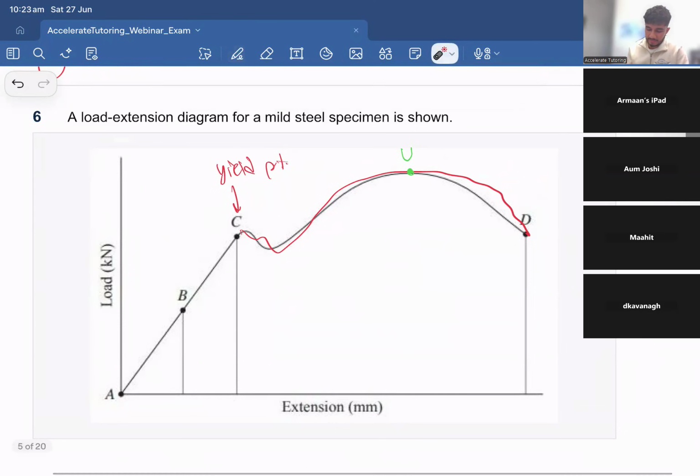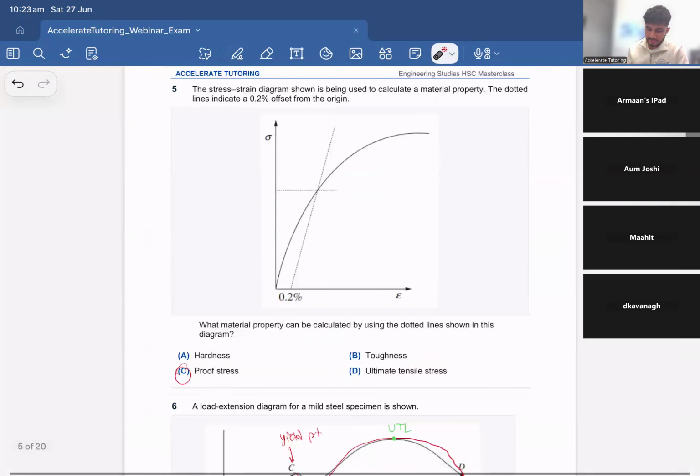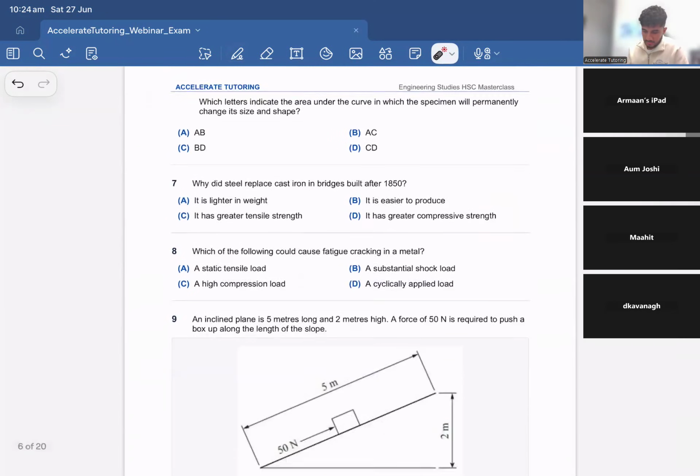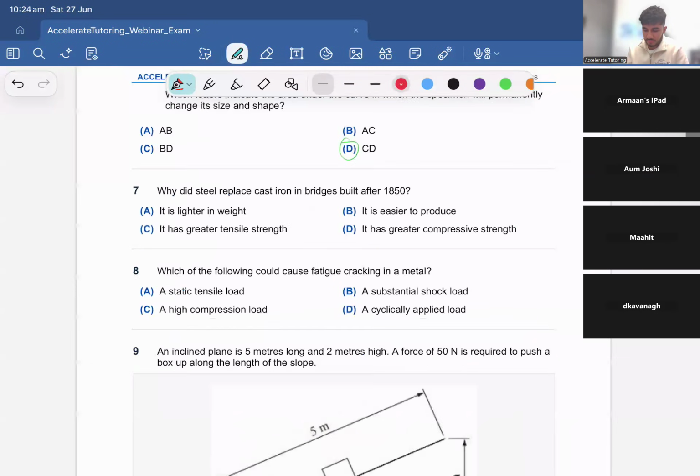So as I said earlier, because this is a load extension graph, it's called a UTL. So this is the ultimate tensile load because it's a load extension graph. If this was a stress strain graph, then it's called the ultimate tensile stress, so then it's the UTS instead. Perfect. So yeah, as we said, just option D.